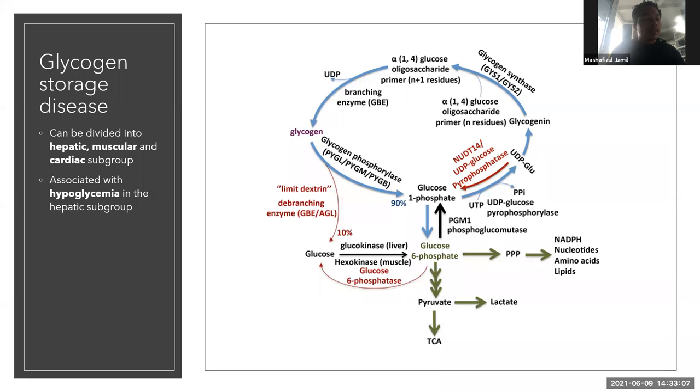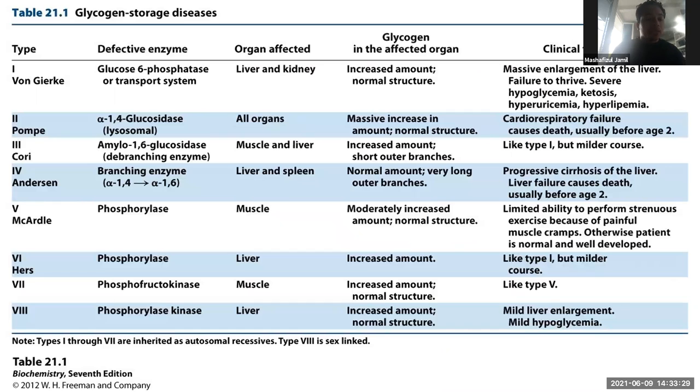For instance, under this group is glycogen storage disease. There are 8 subgroups of this disease, and it can mainly be divided into hepatic, muscular, and cardiac subgroups. Hypoglycemia is associated with the hepatic subgroup. So this is the metabolism of glycogen. Next slide. So this is the 8 glycogen storage disease types.